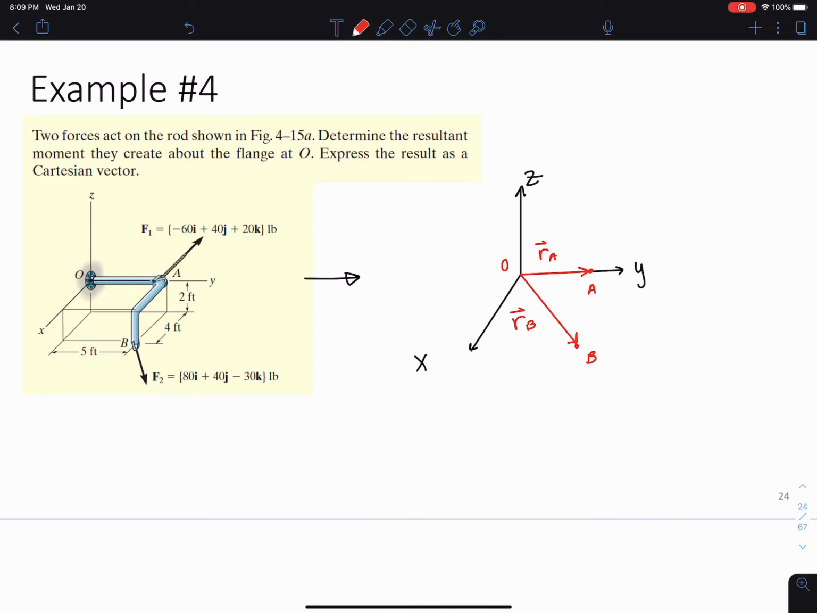My RB vector is going to be this position vector here to get from point O to point B. Then I have two forces. I have one force acting at A, which the problem calls F1, and a force acting at B, which is called F2. I want to make sure I draw that so it's not in any one direction. Both of these forces have components in the i, j, and k directions, so they're not acting in any specific 2D plane, okay?